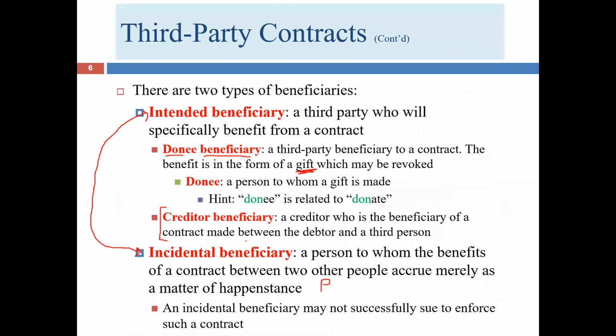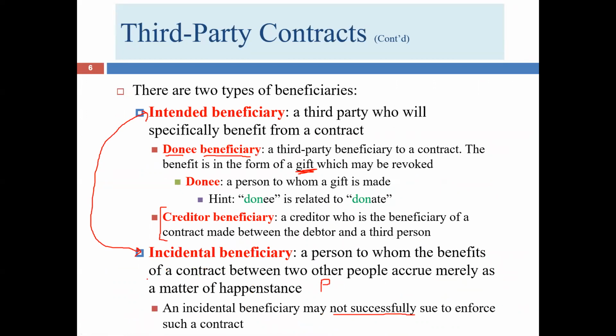So Pete is an incidental beneficiary. And if the deal falls through somehow, Pete is left out to dry. He cannot successfully sue to enforce such a contract. So Pete is an example of an incidental beneficiary.